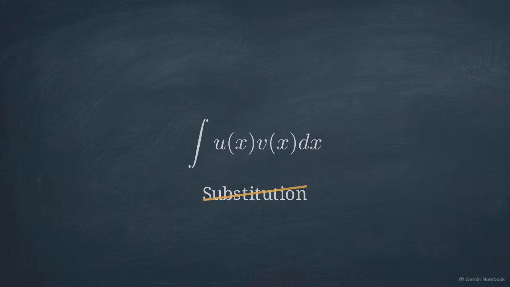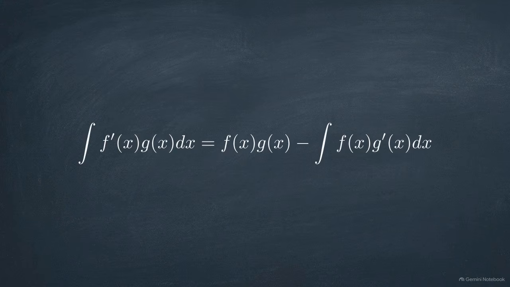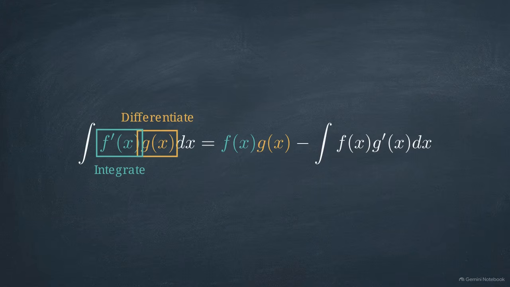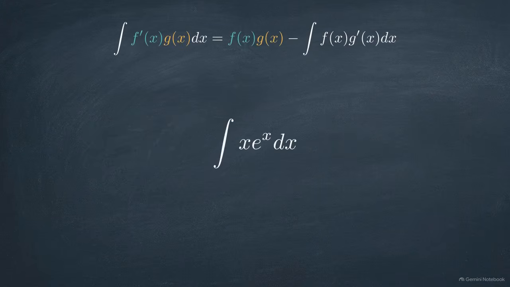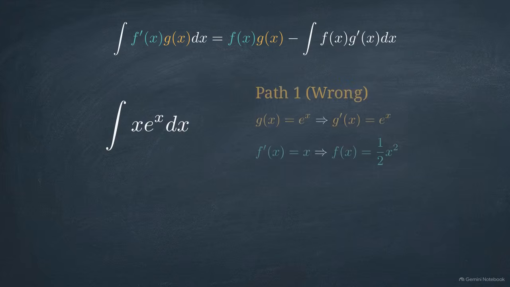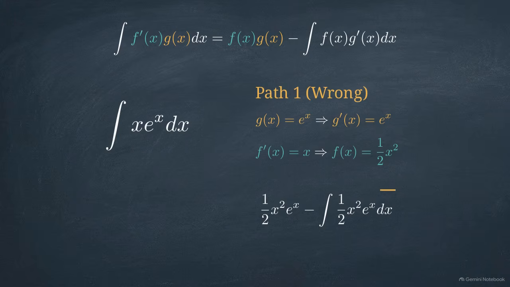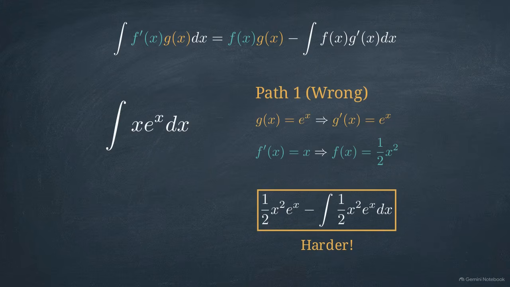When that happens, we reverse the product rule using this formula, integration by parts. This formula forces us to make a choice. We must pick one piece of the function to differentiate and one piece to integrate. Look at the integral of x times e to the x. If you assign the pieces incorrectly, you will create a much worse integral. On this first path, let's set g of x as e to the x and f prime of x as x. When we run those through the formula, the new integral we have to solve becomes 1/2 x squared times e to the x. The exponent increased, making it structurally harder to solve than the original problem.